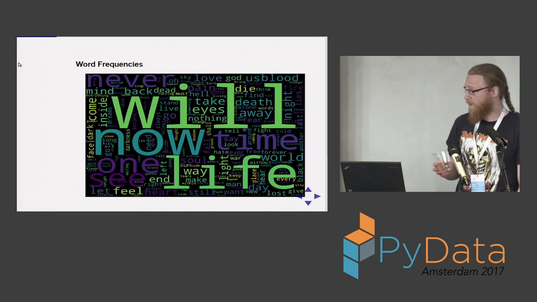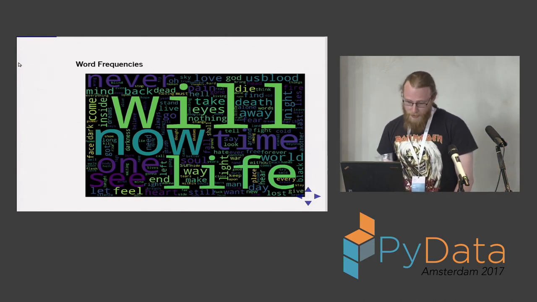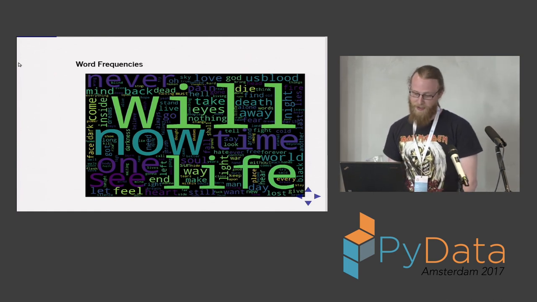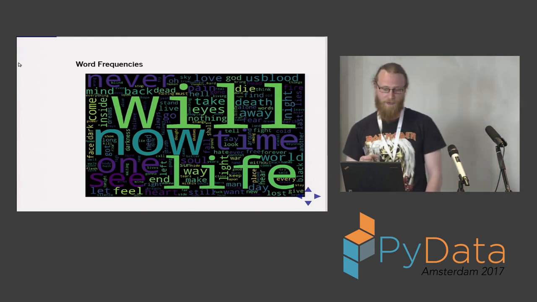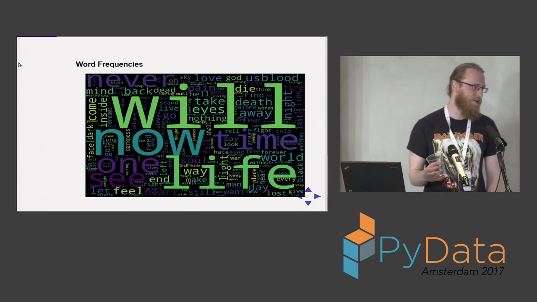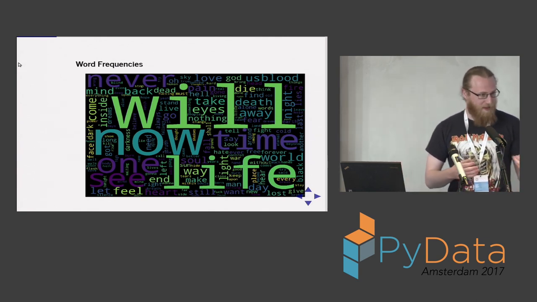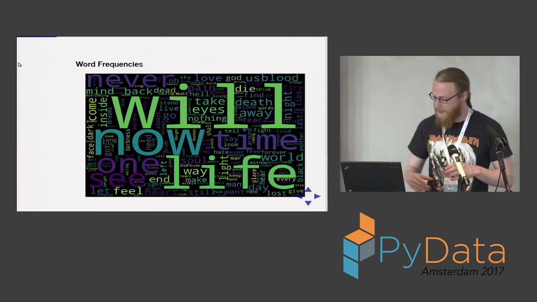And if we look at it, we can see a few things. We can see that will, life, now, these are fairly common words in everyday language, but you see dead, pain, die, death, blood, they appear quite a lot as well, maybe more than we'd expect. And from this, we're starting to get a feel for what maybe the major themes in heavy metal might be.